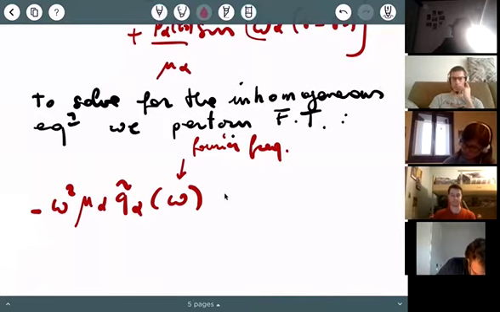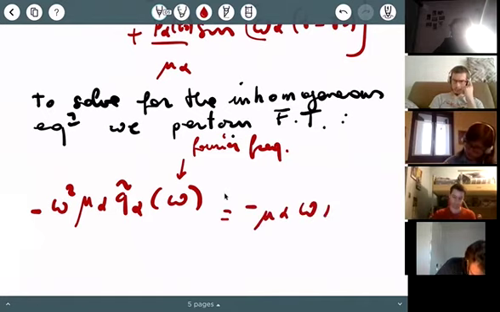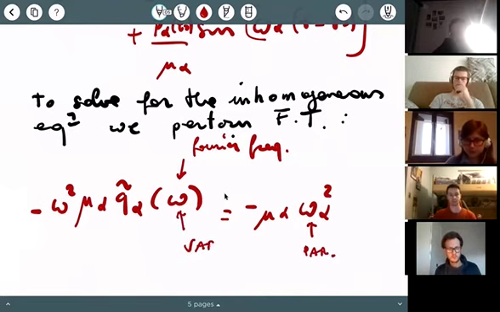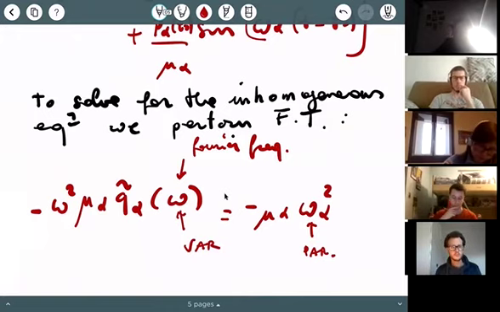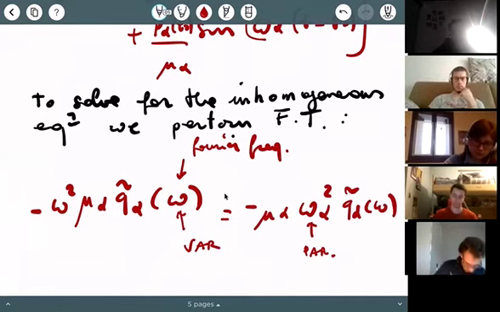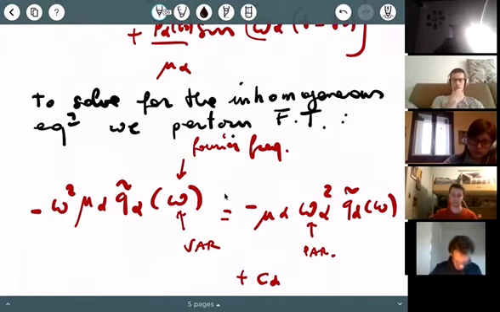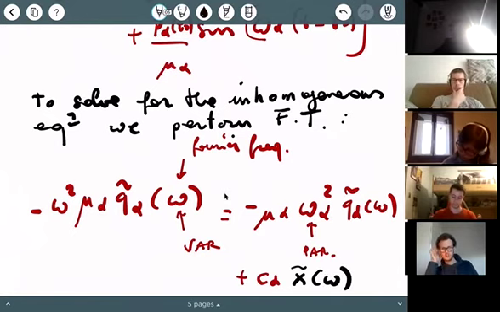Equals negative mu alpha omega alpha squared, now I have q alpha tilde of omega. You see, omega alpha is a parameter, not a variable, while omega is a variable, because this is the Fourier one. So let's not mess them up. And then I get a plus C alpha, and now I'm going to switch color to black, and the Fourier transform of the position of my system's variable.